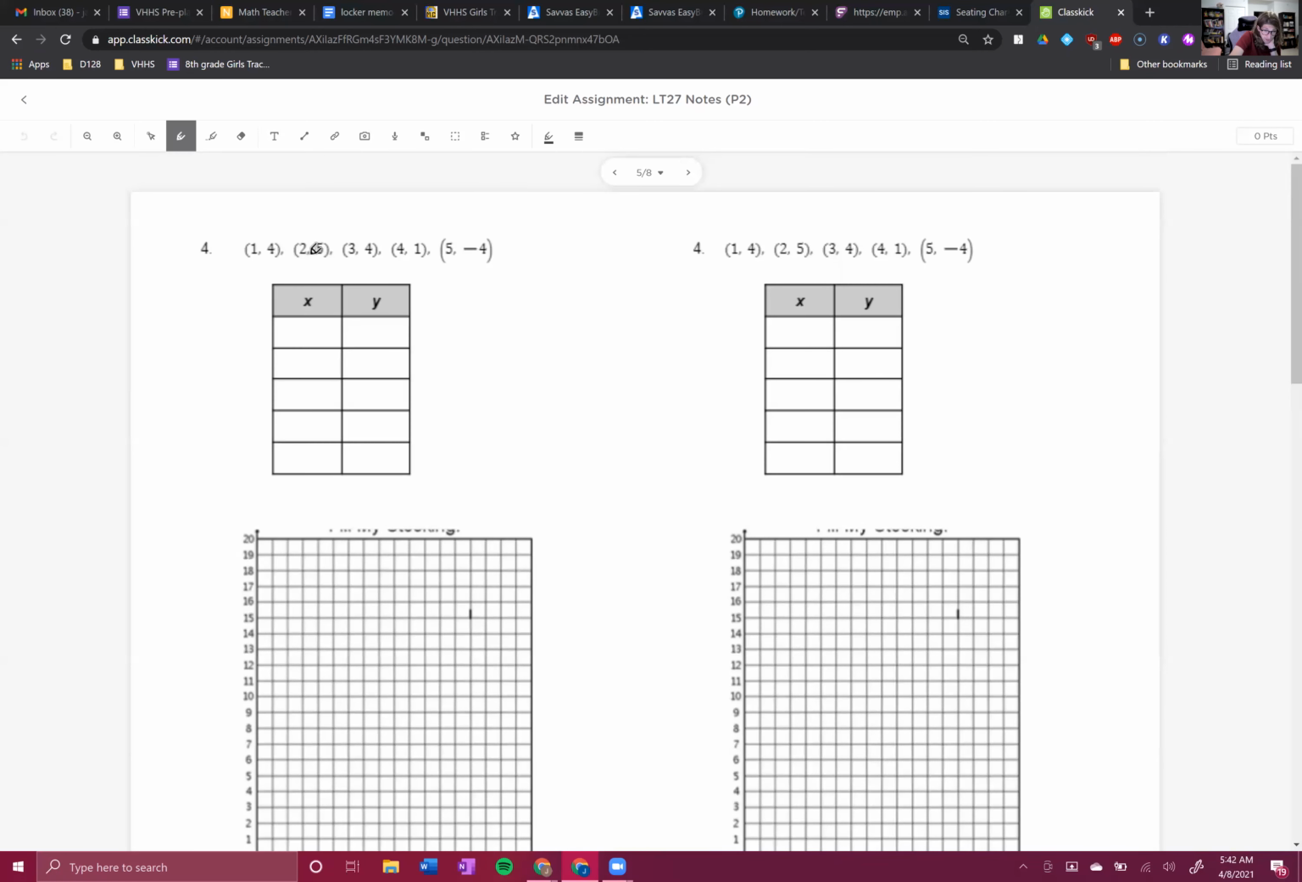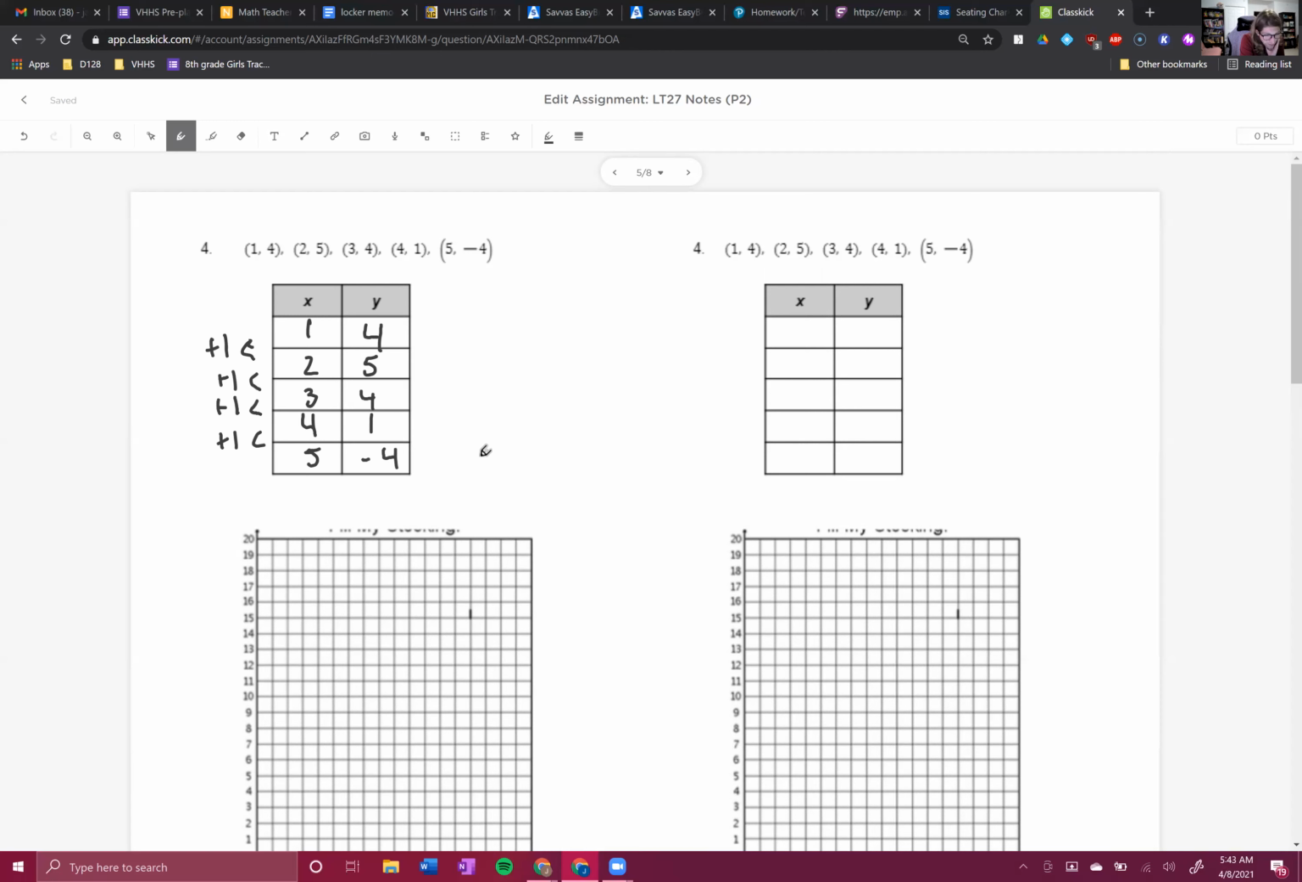All right, we're going to do the same thing, but we're going to take some points and just plug them in to our table. 1, 4; 2, 5; 3, 4; 4, 1; 5, -4. So all the x's go up by 1s. It's good. We don't have to think about any crazy stuff. That's different. Let's look at our y table.